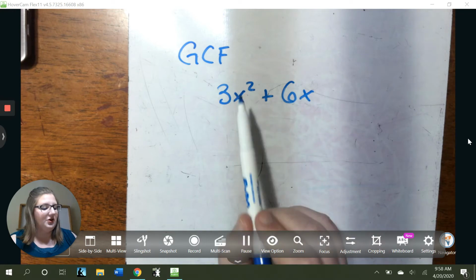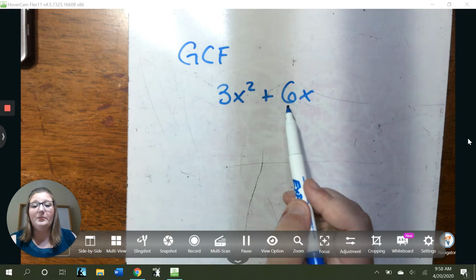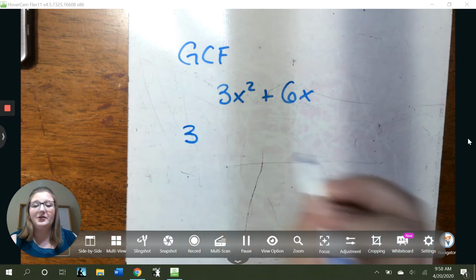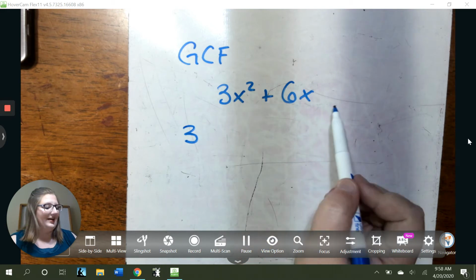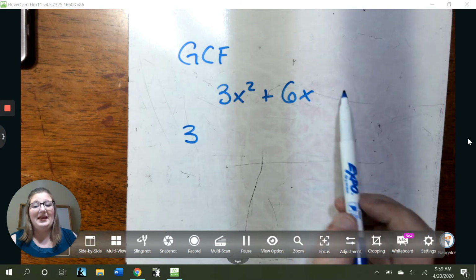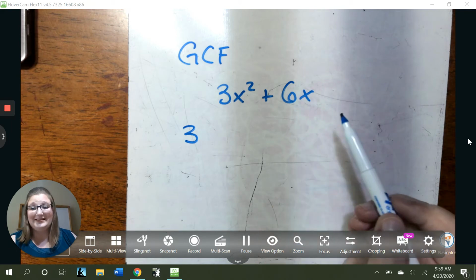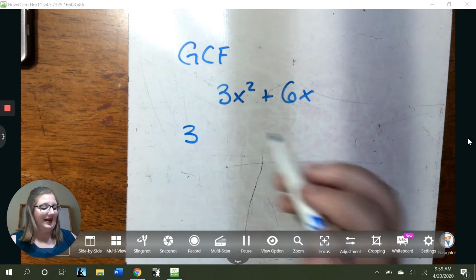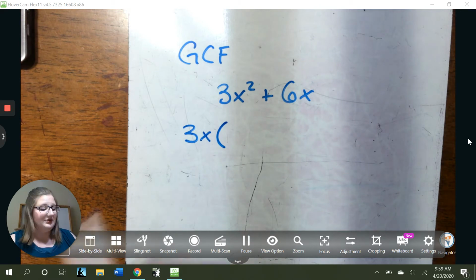So starting with the numbers 3 and 6, both 3 and 6 are divisible by 3, and that's the largest number they're both divisible by. So we're going to factor out a 3, and then we look at the variables as well. So we have an x squared and an x, and we want to factor out as many x's as possible. We have x squared, which is 2 x's, and x, which is just a single x. Since this one only has the single x, we can only factor out the 1x. So we can factor out an x, and then we put our parentheses, showing that we factored this out.